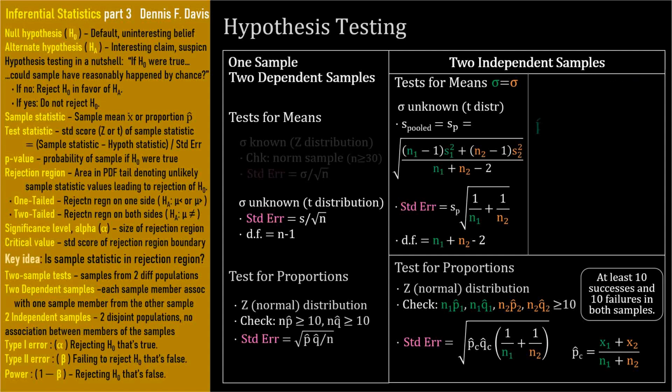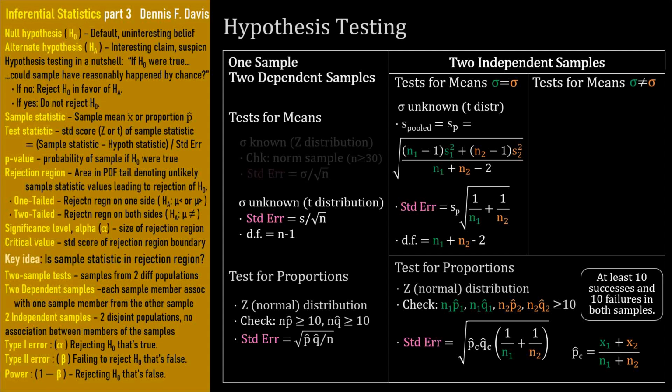Quick example, we'll borrow this space up here. If sample 1 had 70 successes out of 100 observations, and sample 2 had 36 successes out of 60 observations, then p hat sub c, the combined proportion, would have 106 successes out of 160 observations. Add the successes and add the sample sizes. We know that q hat sub c is 1 minus p hat sub c, and that's all we need to find the standard error.